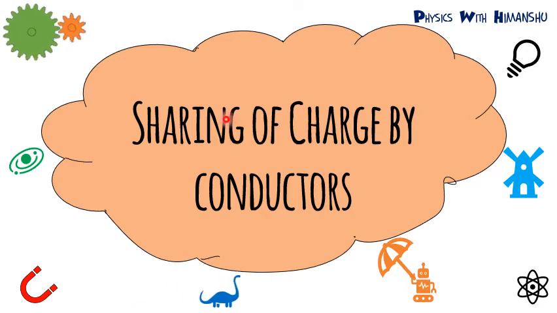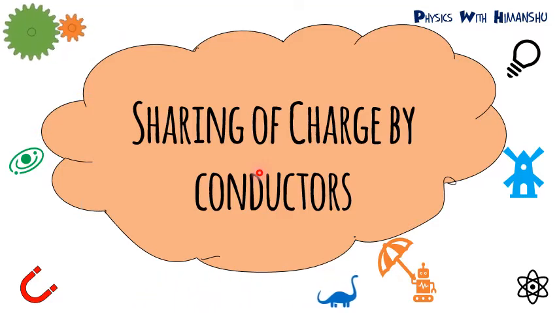Okay, hello everyone. So our next topic is sharing of charge by conductors. In this lecture we'll discuss, if there are two conductors which have charges and I bring them in contact with each other, what will be the final charge on each of them? What will be the energy loss and how to calculate all the values? Okay, so moving forward.